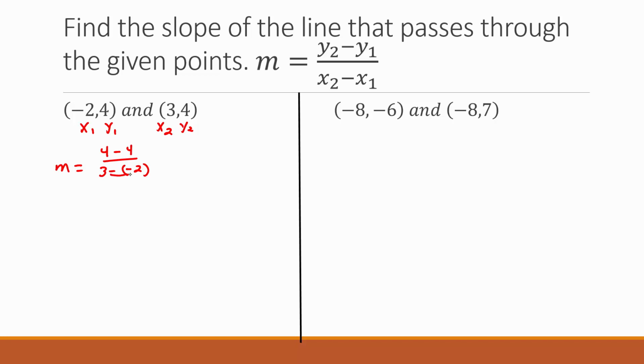Again, we know that minus a negative is plus. So 4 minus 4 is 0. 3 plus 2 is 5. However, 0 divided by anything else but itself is simply 0. With this having a slope of 0, I know that this represents a horizontal line. I can determine my equation just by looking at my y coordinates. My equation for that line would be y equals 4, which is a horizontal line.